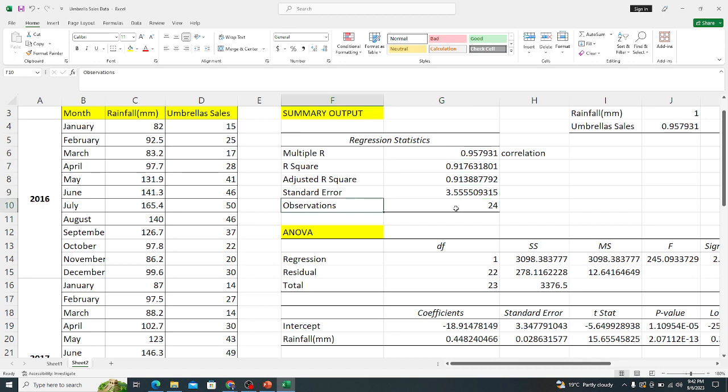Then we have observations. From the observations, you can see of course we had 24 observations in count.